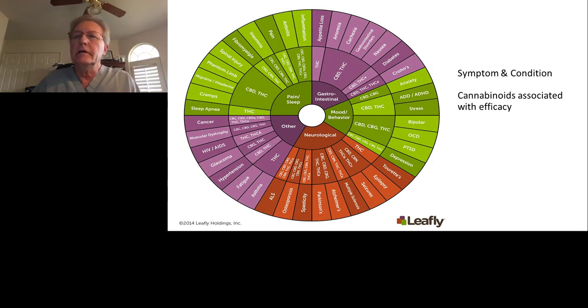Now, in this information wheel, another resource that you can go to, you can take a look at symptoms and conditions. And these are general pieces of information. They're not absolute. They're guides, and as you are trying to determine what to choose for your particular ailment or symptom, it's a resource that will help you wade through some of that information that's out in the marketplace.